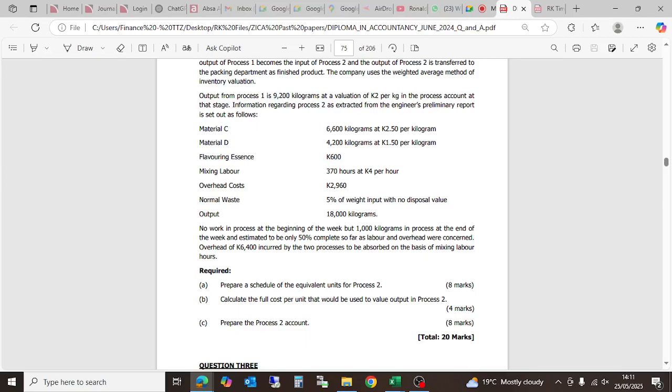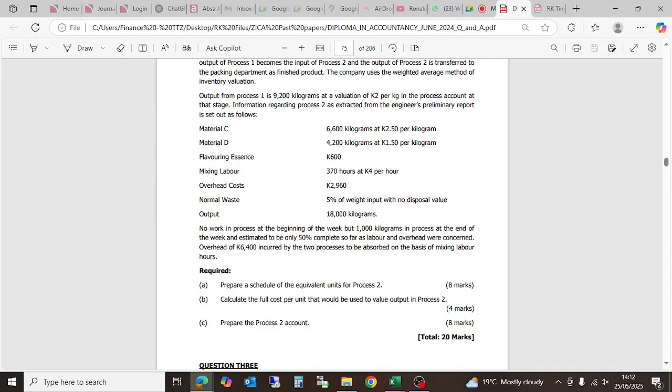So they are saying there is no opening work in progress, but we have 1,000 kilograms in process at the end of the week. So at the end of the week we have 1,000 kgs which are 50% complete. So these are 500 complete units if we follow the equivalent units.